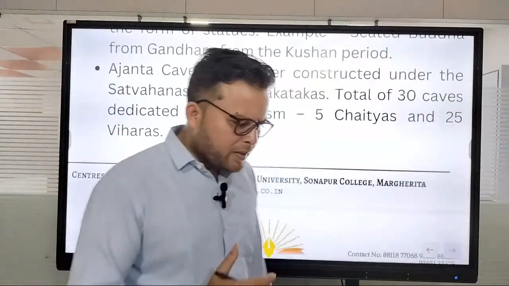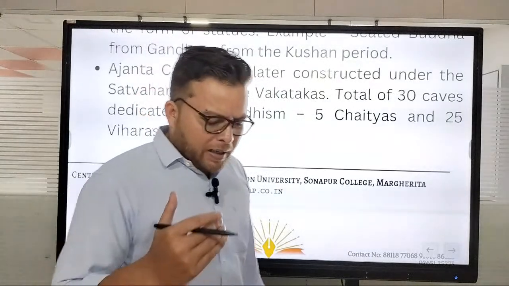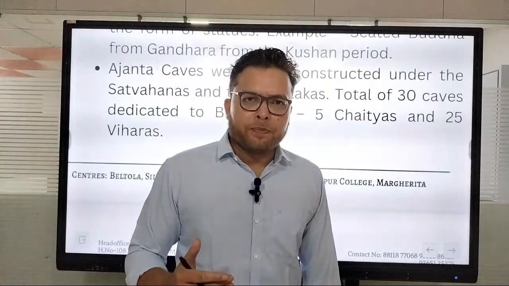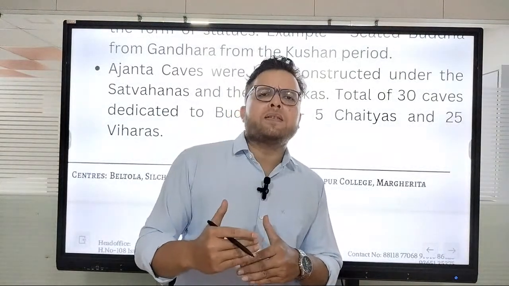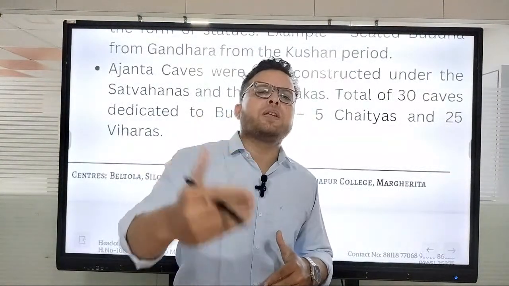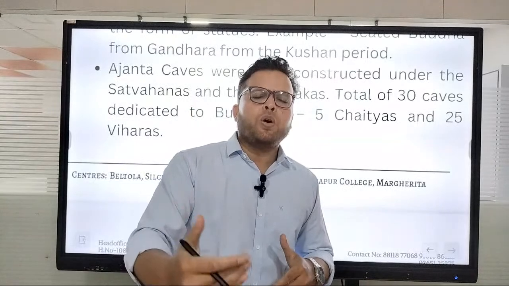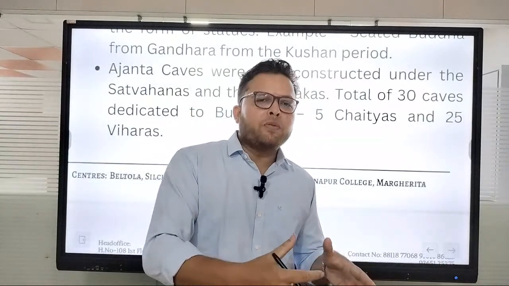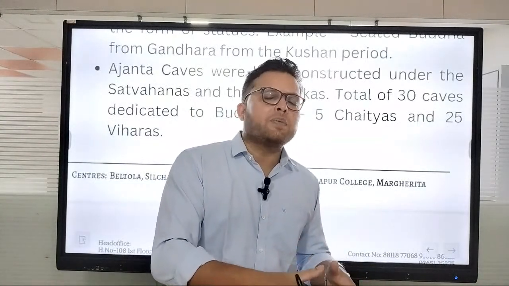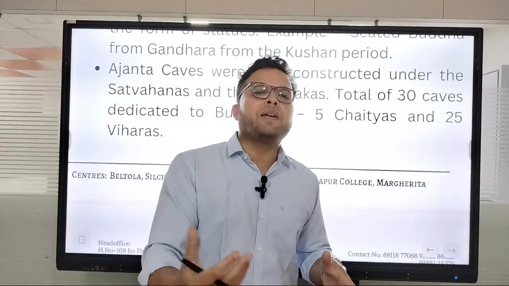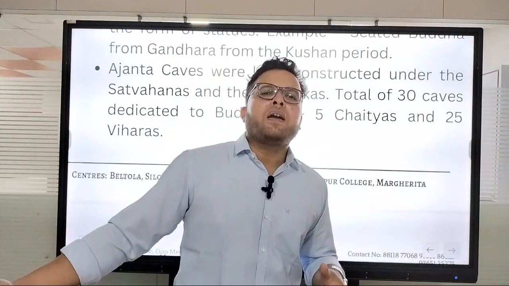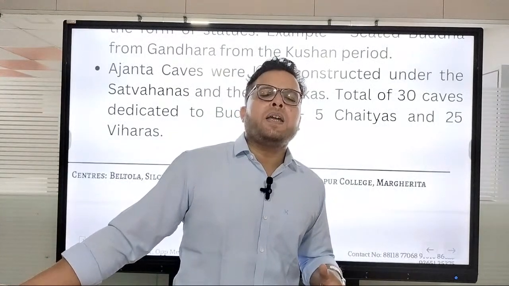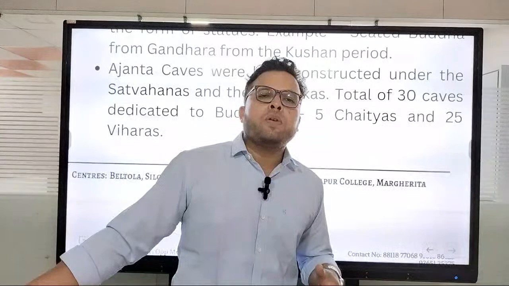And I mean, the construction of the Ajanta caves can be divided into two phases. Because one phase is known as the Satavahana phase, the other phase is known as the Vakataka phase. So what I'm trying to say is, some of the caves in Ajanta were built under the patronage of the Satavahanas, and some of the other caves at Ajanta were built under the patronage of the Vakatakas. Who were the Vakatakas?